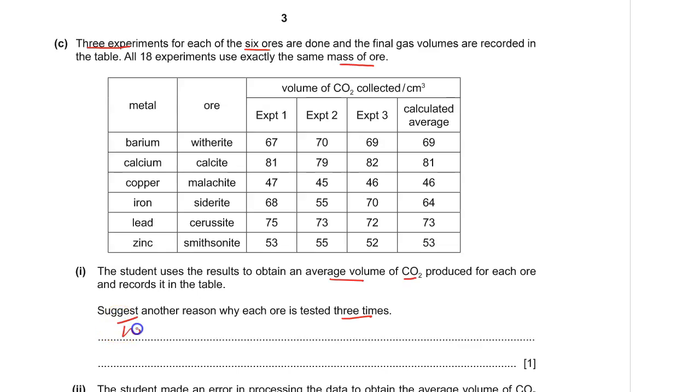So this is to improve. The reason why you're doing 3 times is to improve the reliability of the results, such that if you have made an error in one result, that can be spotted easily when you compare it to the other results of the same experiment when you repeat it.